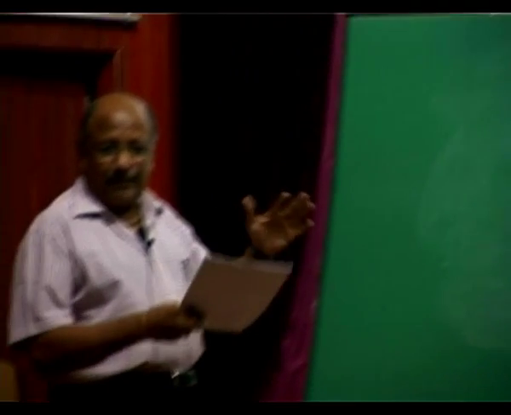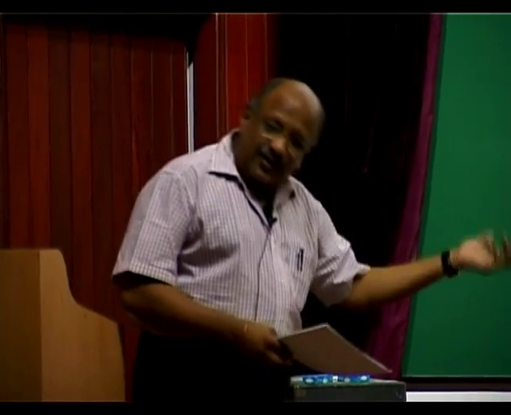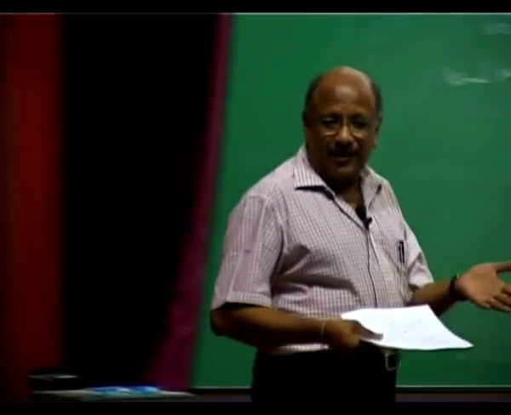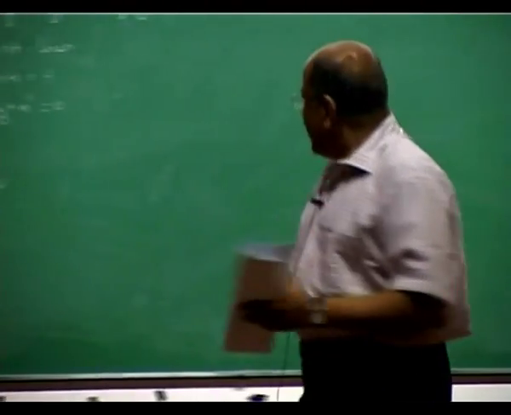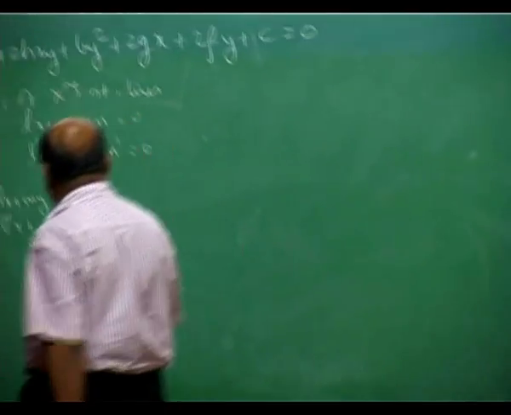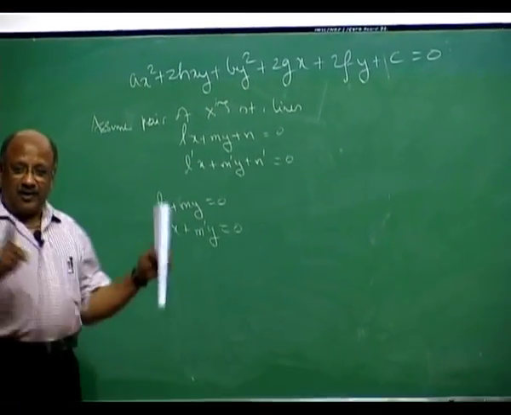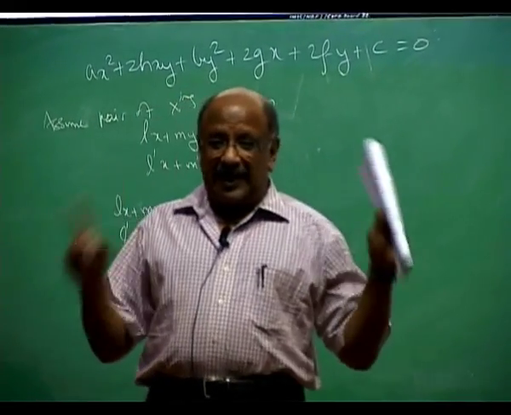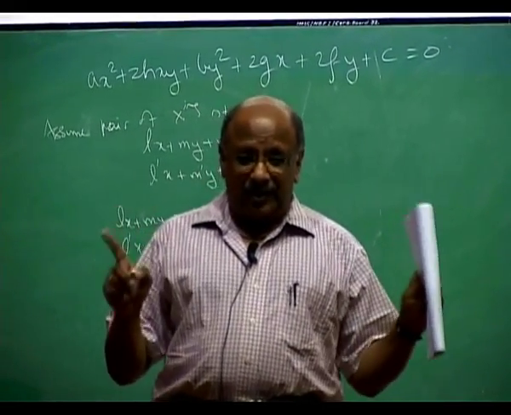These lines will be parallel to those lines. Okay, it's a pair of lines parallel to the original lines but intersecting at the origin. If they are intersecting, obviously they are not parallel to each other. In that case we already saw that one eigenvalue must be positive and one eigenvalue must be negative to get two intersecting lines at the origin.